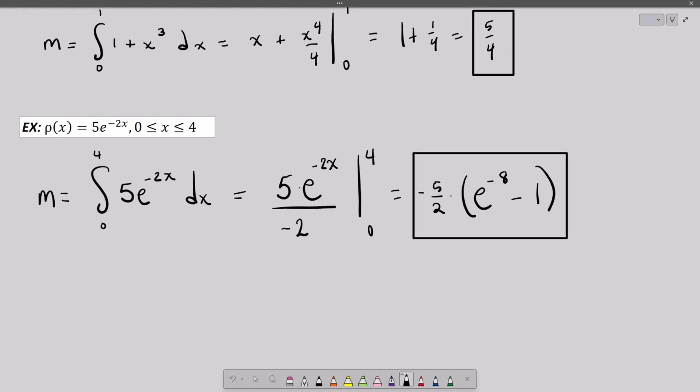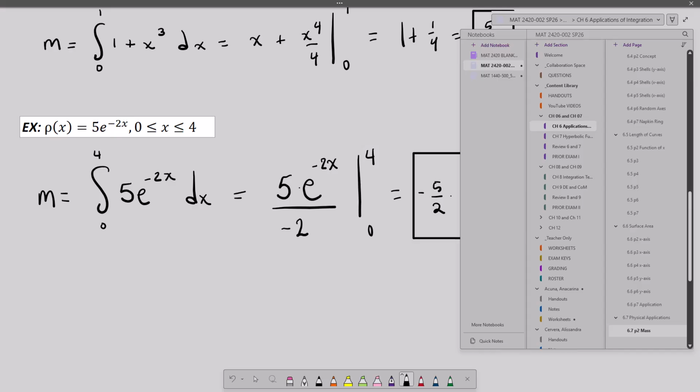Now mass has to be positive. You can't have a negative mass. Is that a positive number? Yes. Very definitive. I like that. Yeah, that is a positive number. Everyone see it? Positive number? E to the negative 8 is minuscule, super small. E to the negative 8, 1 over e to the 8, very small. Subtract 1, that's negative. So negative times negative will give us positive. So that will work out fine.